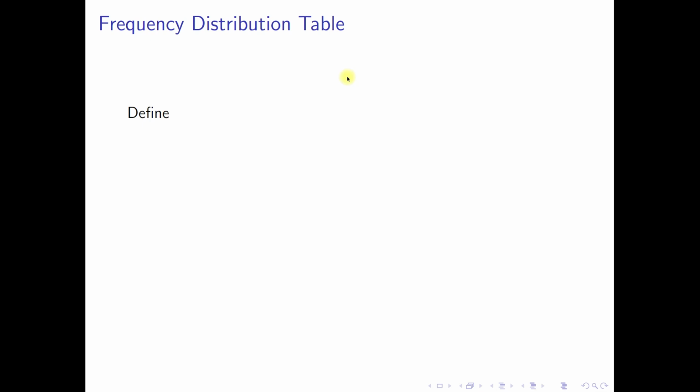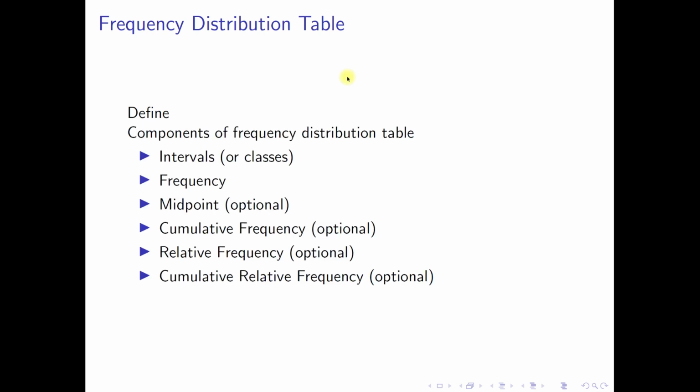Next, let's discuss the key components of a frequency distribution table. There are two most important components. The first one is the interval or classes, and the second one is the frequency. The remaining components are optional. First, intervals or classes are the ranges into which the numerical data is grouped. For example, if you have test scores, intervals might be 0 to 10, 11 to 20, 21 to 30, and so on. Similarly, frequency is the count of how many data points fall within each interval. For example, if 5 students scored between 11 and 20 on a test, the frequency for that interval will be 5. I'm not going to go through the optional parameters.